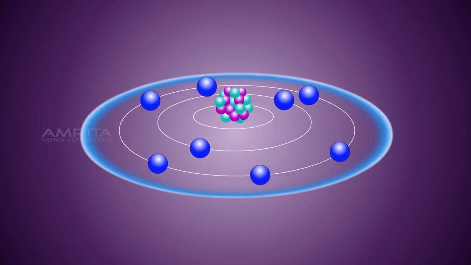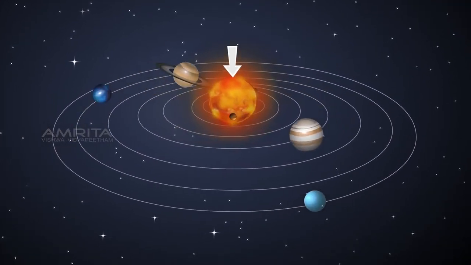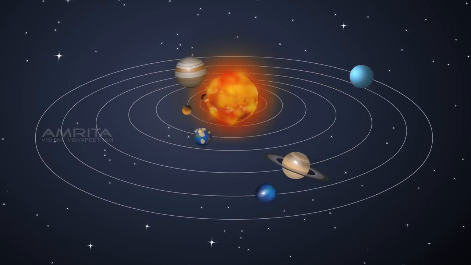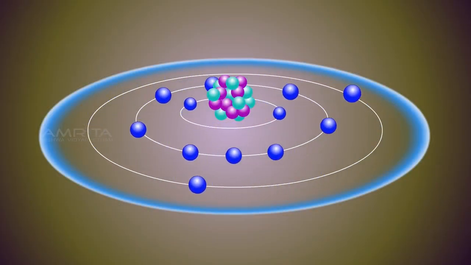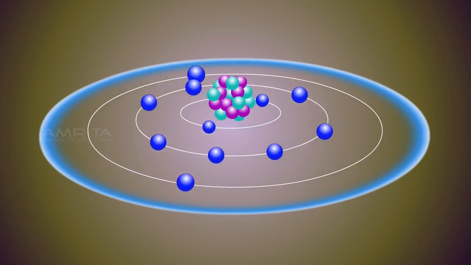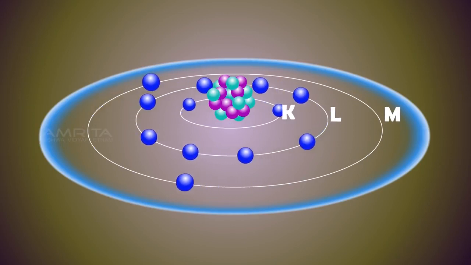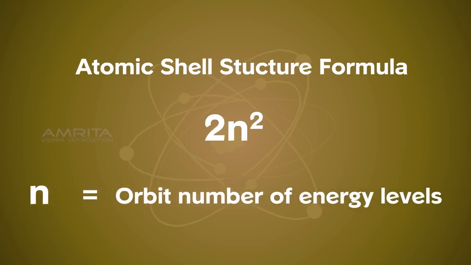The atom has been compared to the solar system. In an atom, the nucleus is the sun and the electrons are the planets. Just like planets in the solar system, each electron revolves around the nucleus in its own different orbit. The orbits or shells are represented by the letters K, L, M, etc. The maximum number of electrons present in a shell is given by the formula 2n², where n is the orbit number of the energy shell.